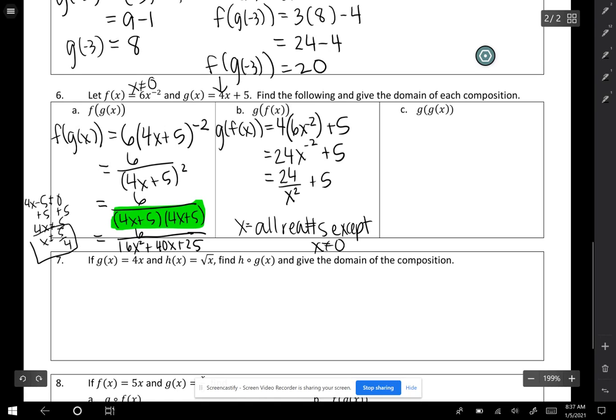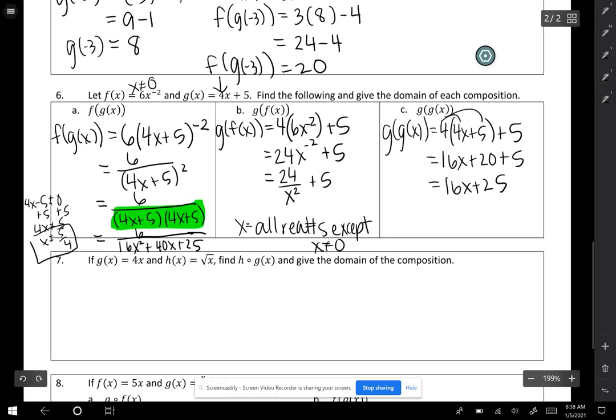For part C, we're doing g of g of x. So we're taking g of x and we're replacing x with what g of x equals. Starting with that g function, I put the 4 down. Then I'm going to replace the x with g of x. So I'm going to write 4x plus 5, and then I'll put the other plus 5. Now I'm going to distribute that 4, so I get 16x plus 20 plus 5. So I get 16x plus 25 as my simplified version of the function.